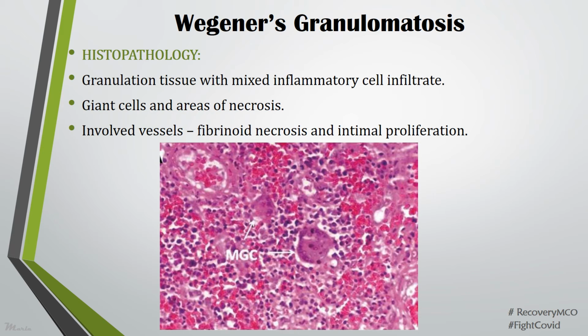A biopsy tissue on histopathological examination will reveal granulation tissue with mixed inflammatory cell infiltrate. Numerous giant cells with areas of necrosis may be seen. This necrosis is seen in the involved blood vessels and seen as fibrinoid necrosis and proliferation of the intima of such vessels.